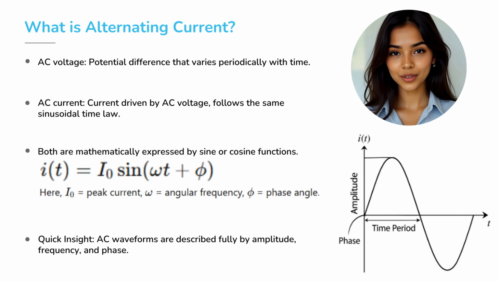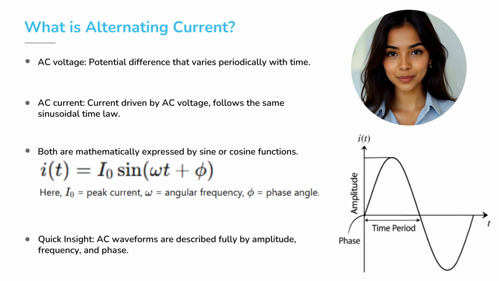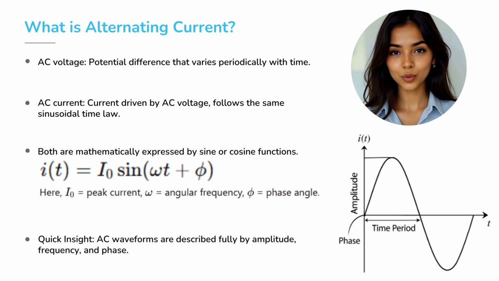So, in short, alternating current is all about this beautifully repetitive pattern of rising and falling values. And this simple sinusoidal nature is the reason AC is so widely used for transmitting power over long distances, predictable, efficient, and incredibly reliable.